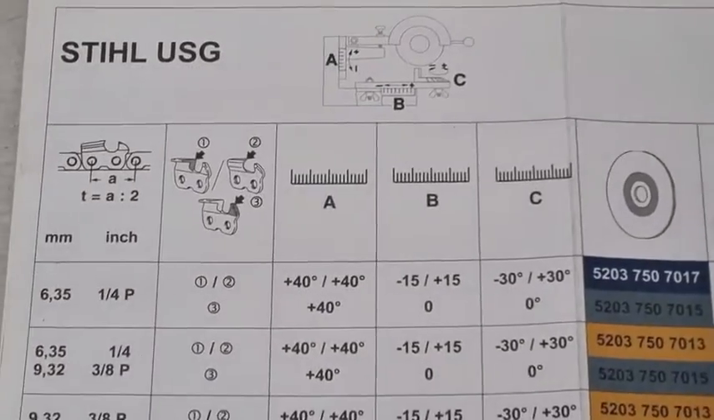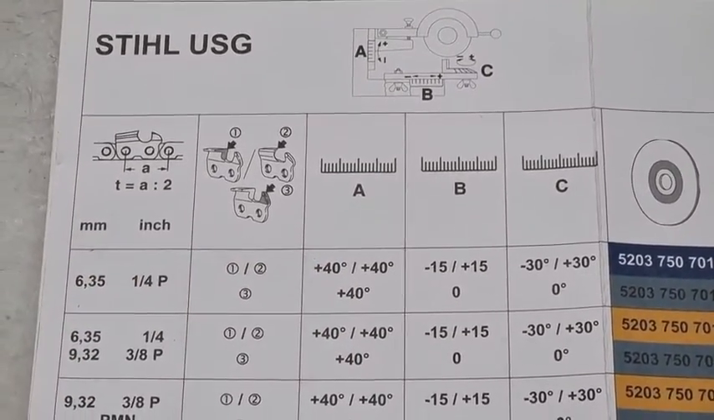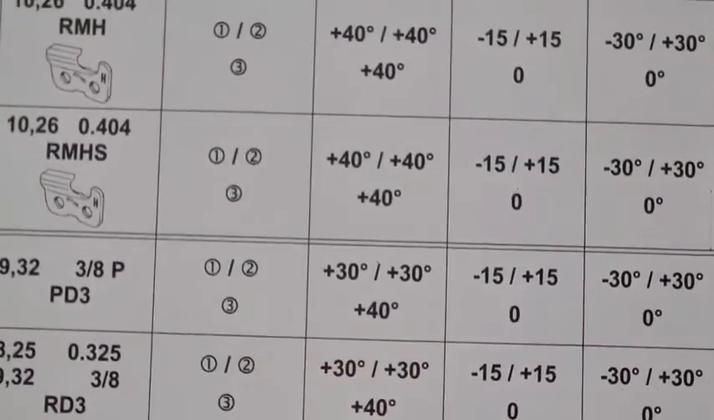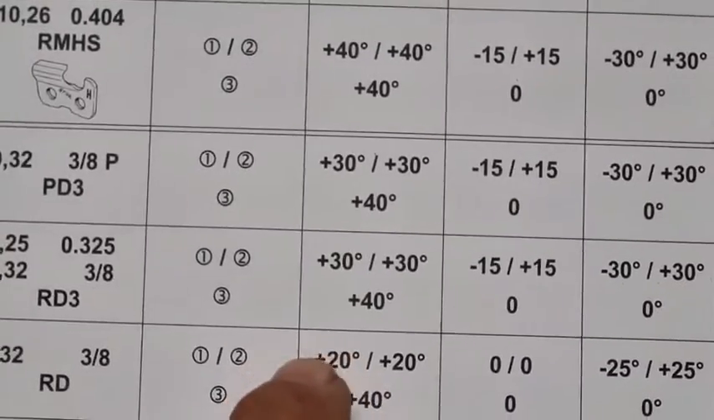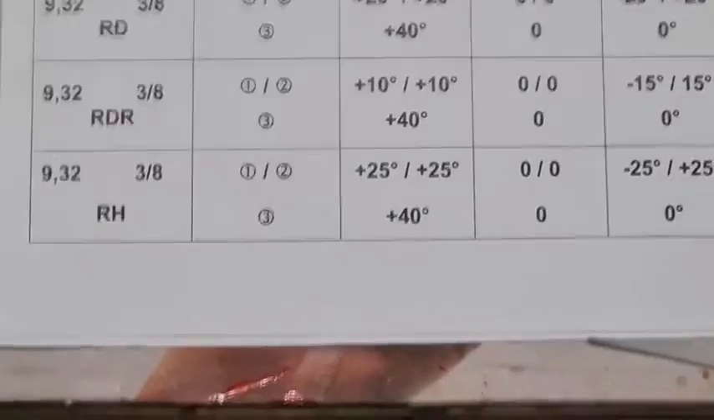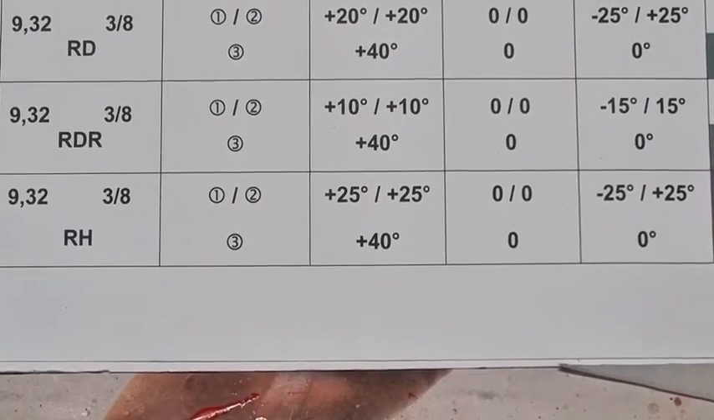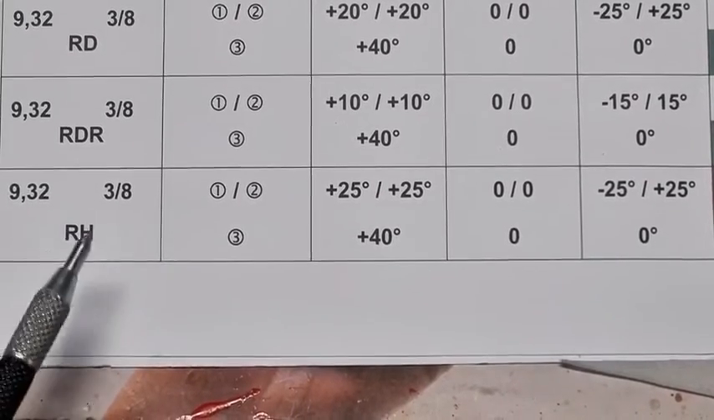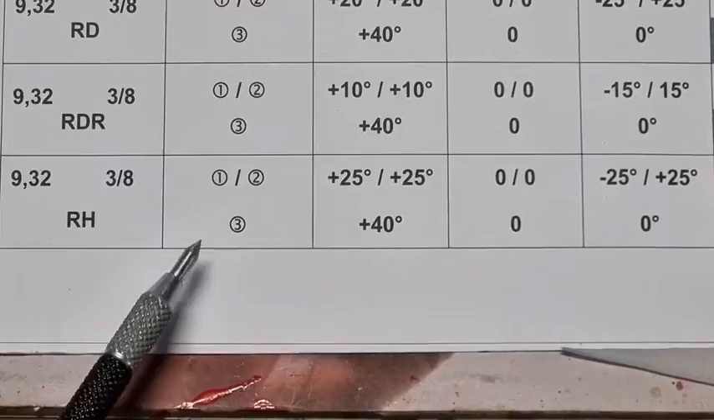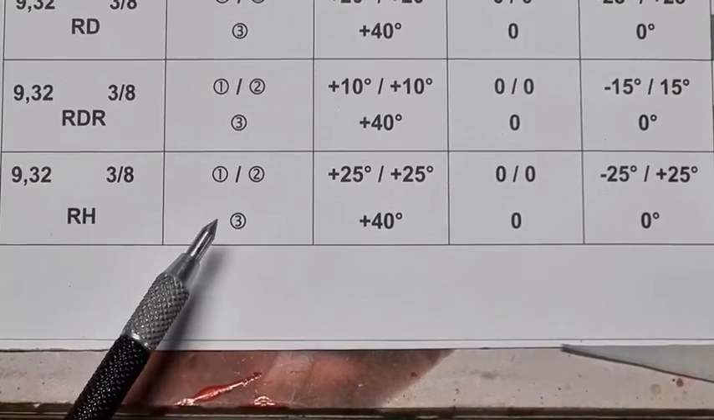Now, if you actually look at the A scale, you'll just see plus 40, plus 40. You'll see it all the way down until we get to the tungsten carbide chains. And the last one is RH for rapid hexa, and we'll go over that one. As you can see, 932, 3/8 chain, rapid hexa. There's your symbols, 1, 2, and 3.